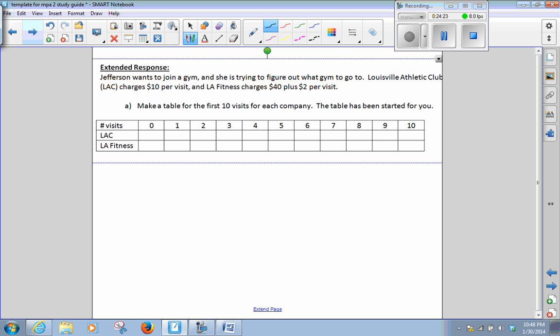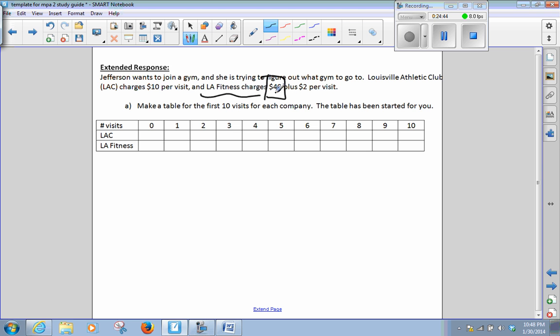Okay, for your ERQ, I know it's worded a little bit confusingly, so let's walk through this together. Jefferson wants to join a gym, and she's trying to figure out which gym to go to. The Louisville Athletic Club charges $10 per visit, so that means every time you go, you pay $10. LA Fitness, though, and this is what most gyms do, they charge you $40, I assume, per month, plus $2 every time you visit. So you don't pay $42 every time you go. You pay $40 just to get in the door. Then after that, you pay $2 every visit.